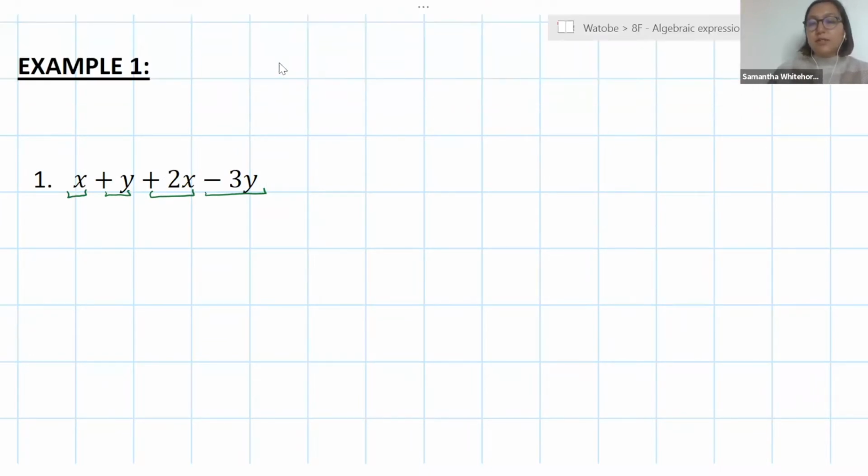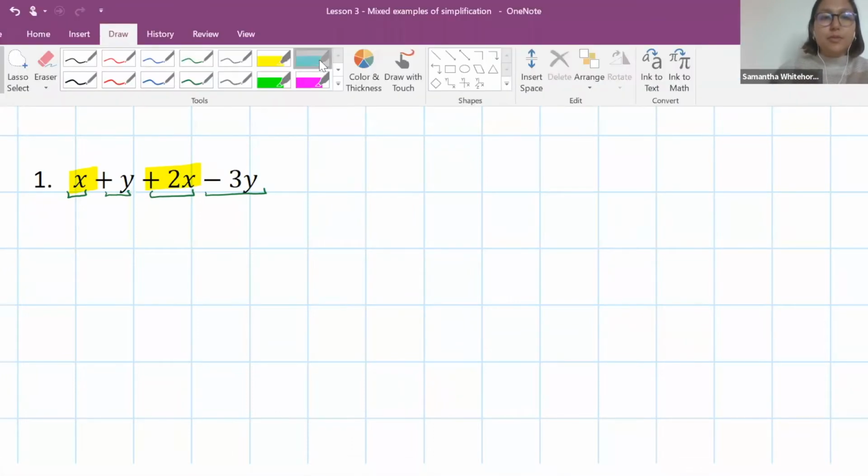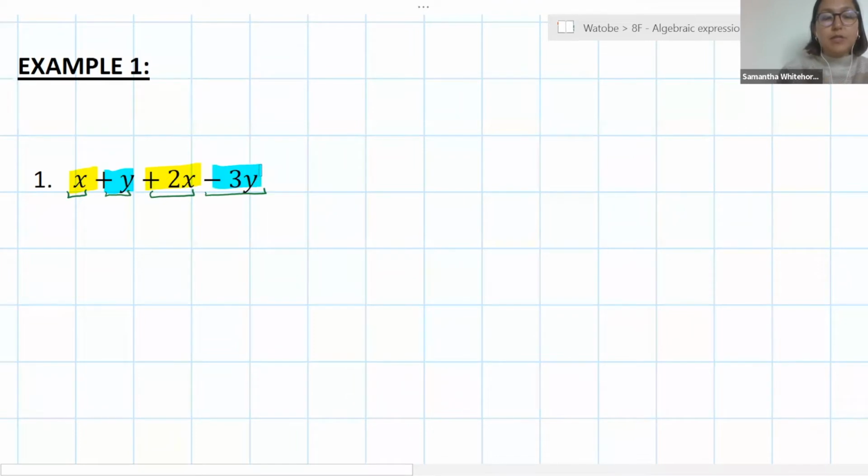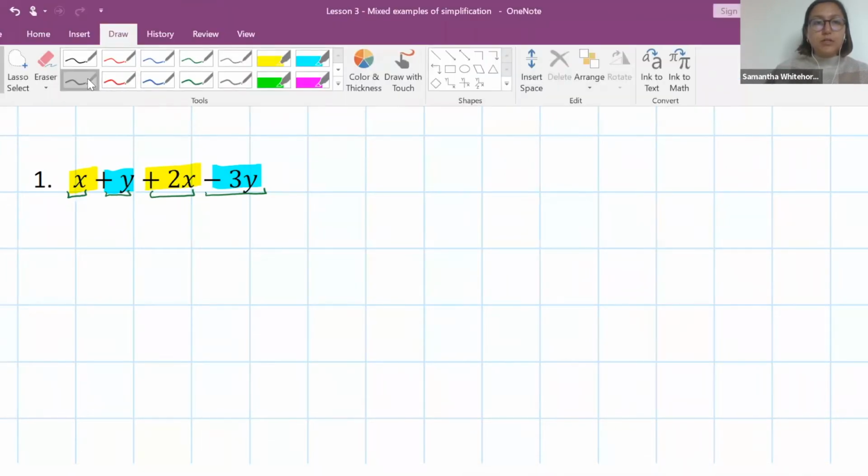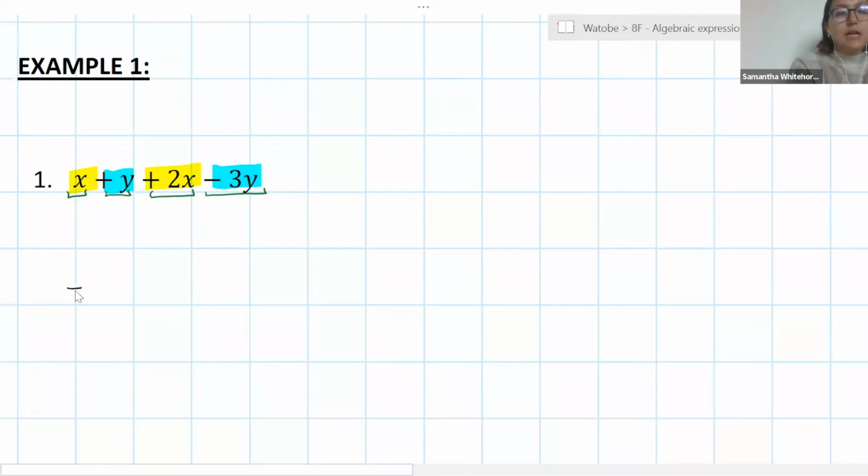So now I want to move on to step 3 and find my like terms. Remember, like terms are terms that have the same variable and the same exponent. In this case, my like terms are x and 2x. And in a different group, we've got the positive y and the minus 3y. Now we know which terms we want to simplify, so we can simplify the whole expression. All we need to do is add them. I'll start with the x's. x plus 2x is 3x. And then positive y minus 3y is minus 2y.